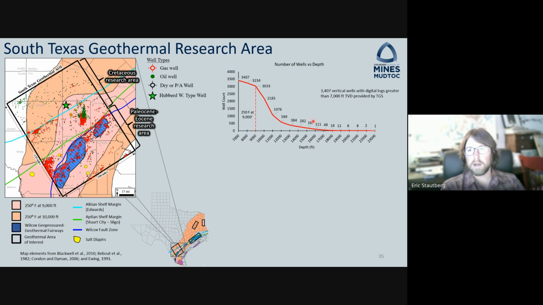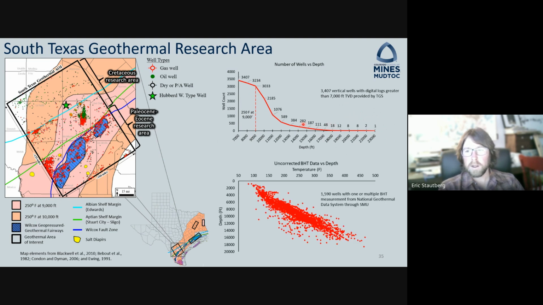And you can see how the number of wells drops off with depth. But we do have a couple of wells that were drilled deeper than 20,000 feet out here, which is very interesting for the onshore world. For temperature data, I put together a data set of almost 1,600 vertical wells with one or multiple bottom hole temperature measurements, and that's shown here on this temperature and depth plot. These are uncorrected temperatures.